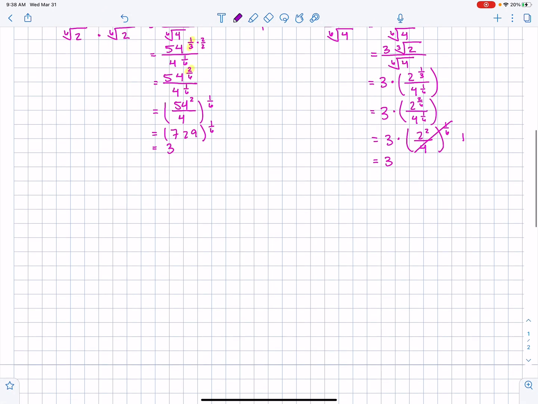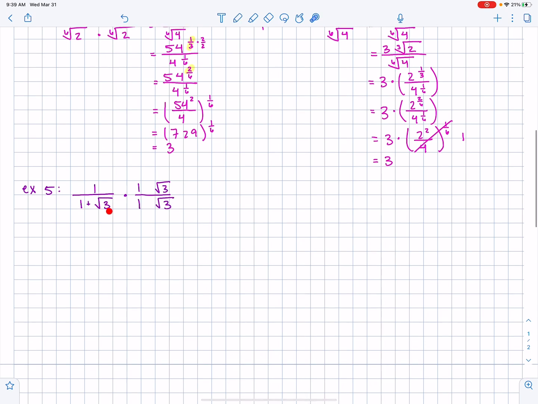All right. Example 5. Let's talk a little bit about our conjugates, because you'll definitely have some fractions here. 1 plus root 3. Given this situation, this is what they're going to give you and say simplify. Now we're going to multiply by a version of 1, and that version of 1 is going to be 1 minus root 3 over 1 minus root 3, and I'm getting that from this denominator right here.